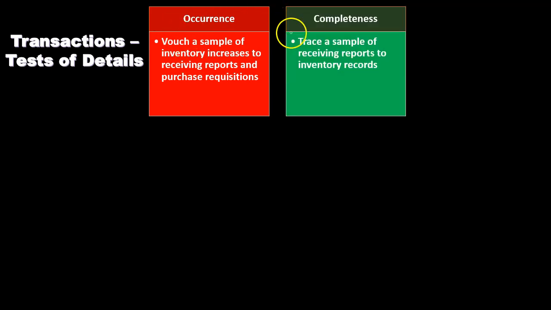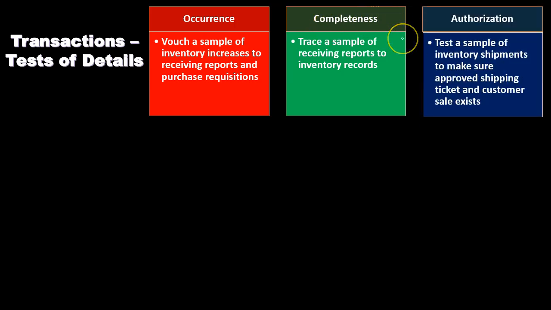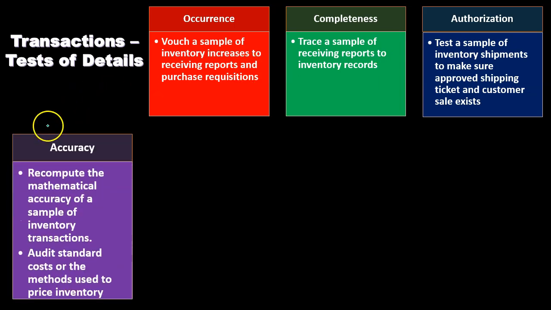Completeness then, the testing of completeness, we're going to trace a sample of receiving reports to the inventory records. So in this case, we're going to go from the source, the receiving reports, the thing that should be triggering the inventory, and trace them to the end product, the reporting item. So occurrence, completeness. And then we have the authorization. Test a sample of inventory shipments to make sure approved shipping tickets and customer sales exist. So to make sure the authorization is present. Accuracy. So testing for accuracy, we could recompute the mathematical accuracy of a sample of inventory transactions. So we can recompute them, of course, for accuracy, always a good time.